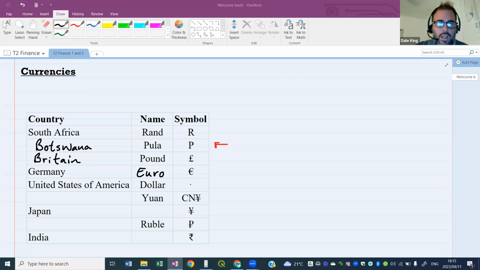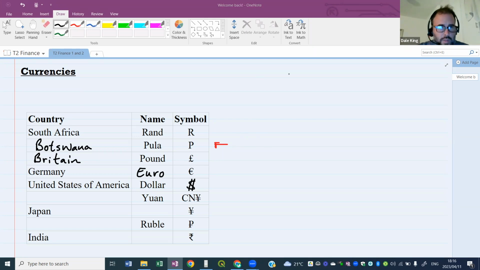So it's an S with two lines going through it like that, or in fact, one line. All right. One line going through it. I'm sure it's two. I don't know why the keyboard has one. I'm sure it's two.